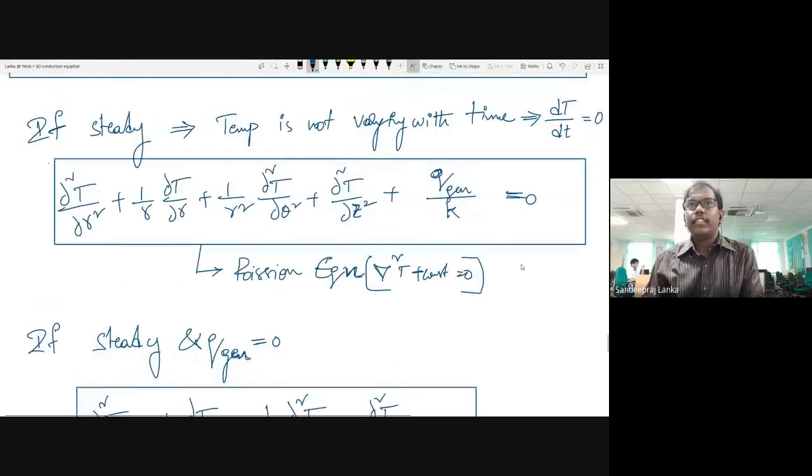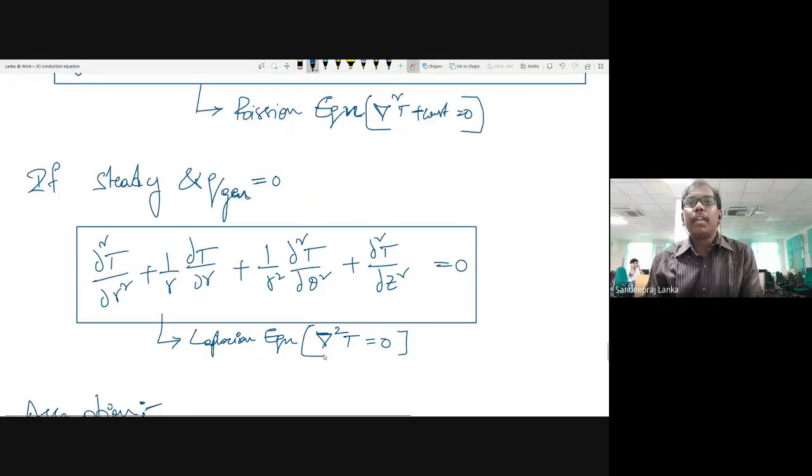And then this is the Poisson's equation. Del square T plus some constant will give you a Poisson's equation. Del square T in your polar coordinate system is this expression, and this is your constant, Q by K. So this will be a Poisson's equation. If you have simply the Laplacian, that is del square T, then it is equal to 0. This will be considered when you have steady state and Q equal to 0.